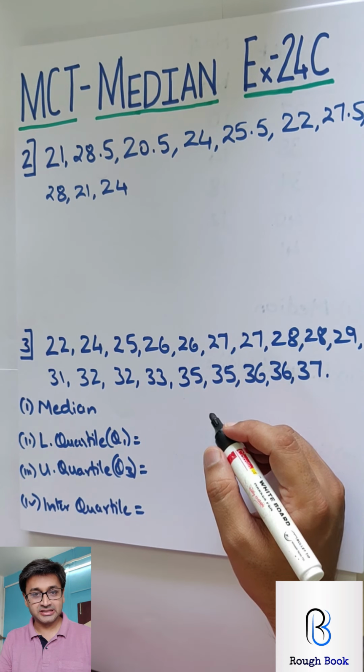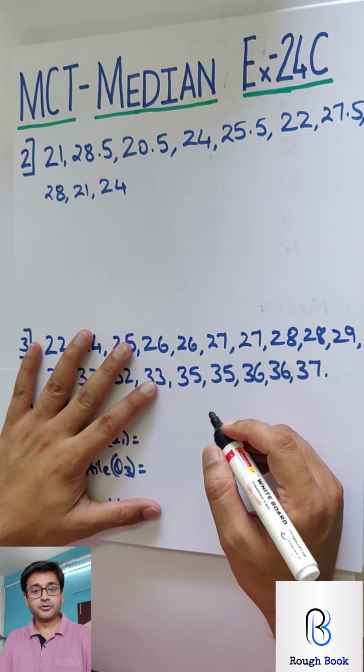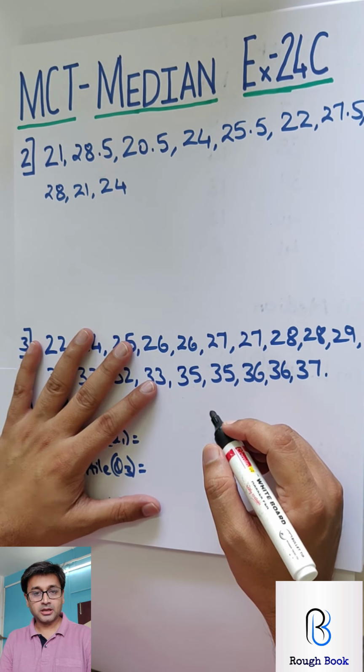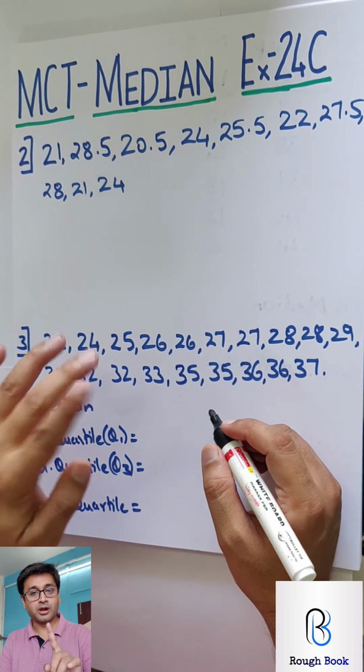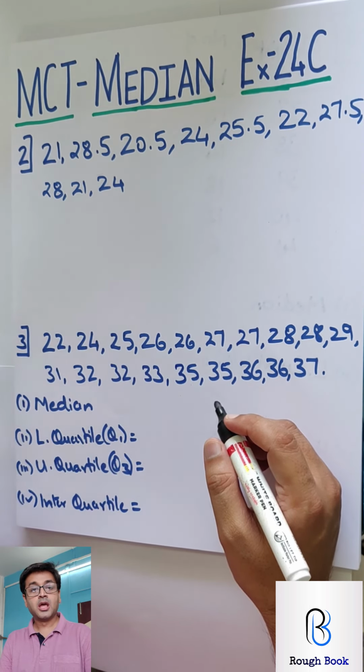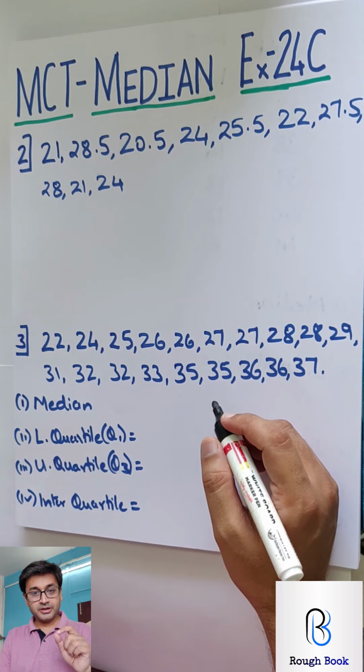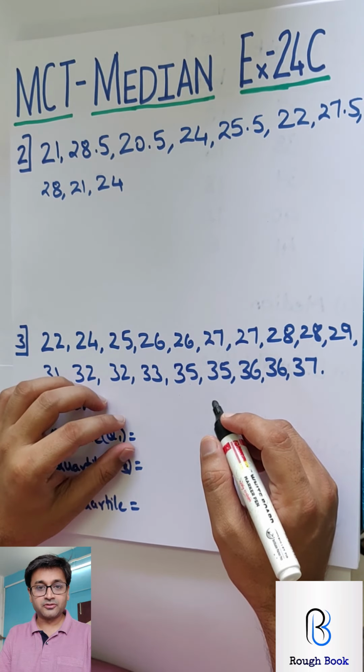Exercise 24C. In the last video, if you remember, we did mean with three different methods and two missing frequency or one missing frequency. You remember that? Now we are getting into median. Median is the most important part of this chapter.